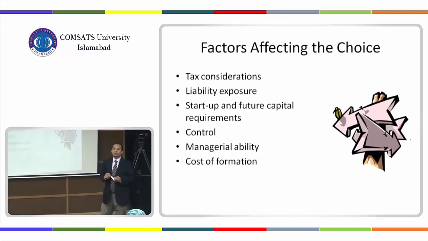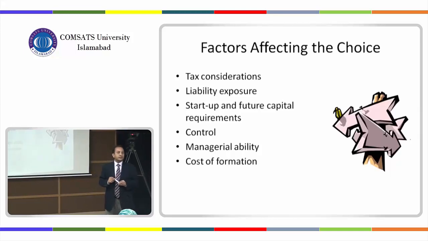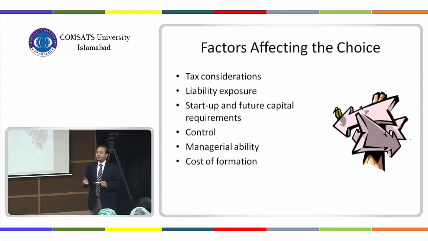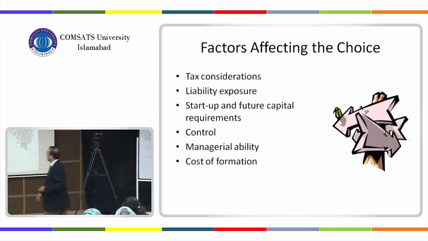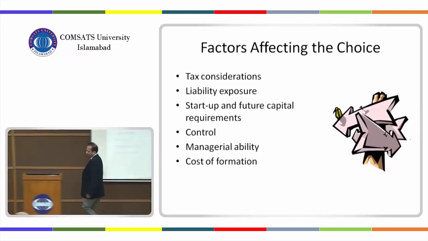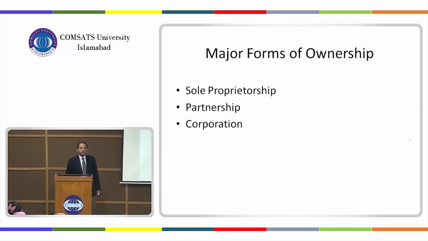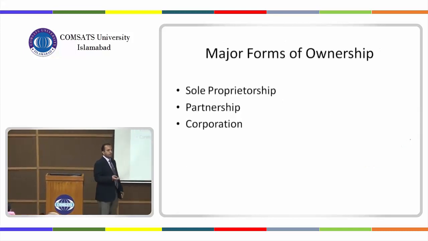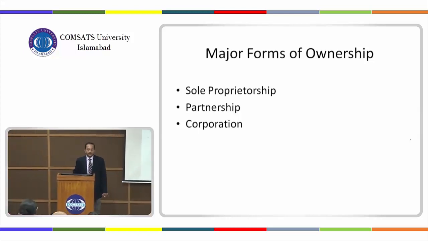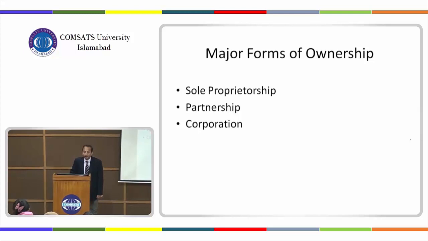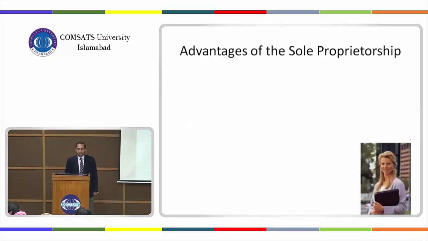And cost of formation. Different forms of business cost differently, and we'll discuss this in detail now. So there are basically three major forms of ownership of business. One being the sole proprietorship, the second is partnership, and the third one is corporation or limited companies.